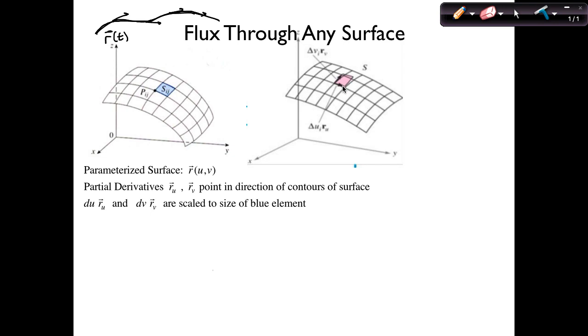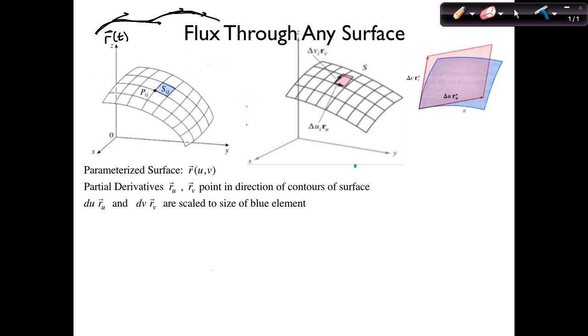Okay, so this r_u might be super big like this or super small, and r_v might be something else. But in order to get the size of the pink parallelogram to match the blue one, I'm going to multiply by du and dv. That will scale it to the size of the blue element. Okay, so here's what that looks like. So I've got a parallelogram element trying to replicate the curved blue element.